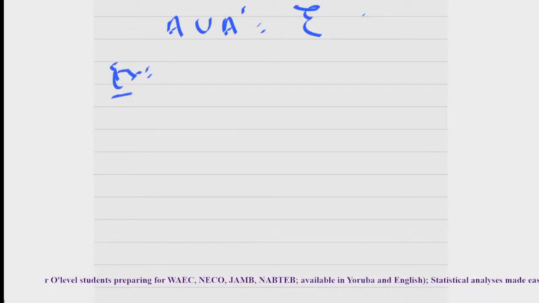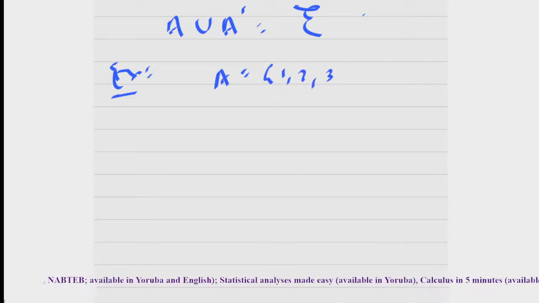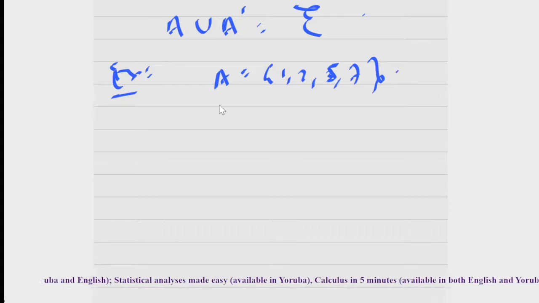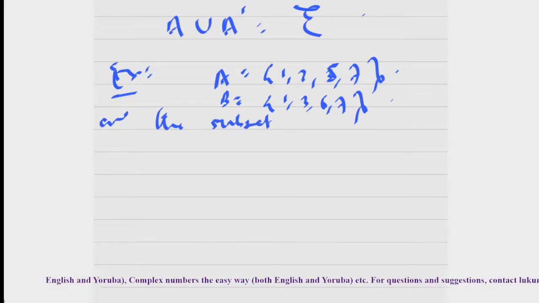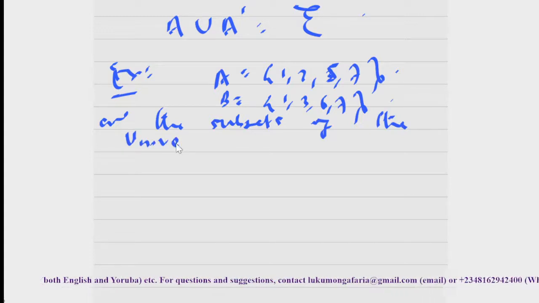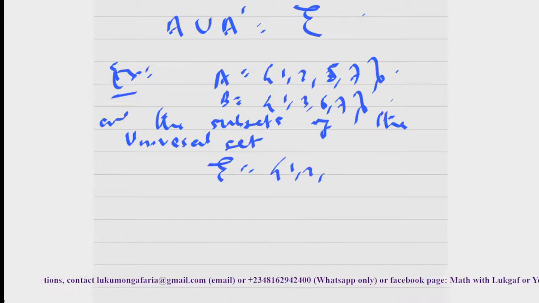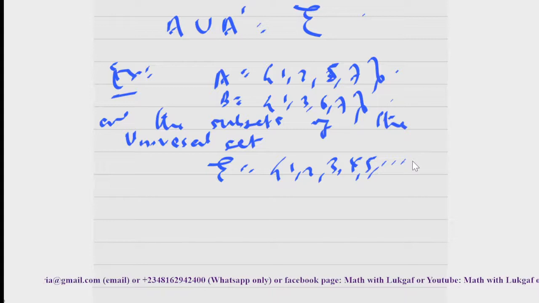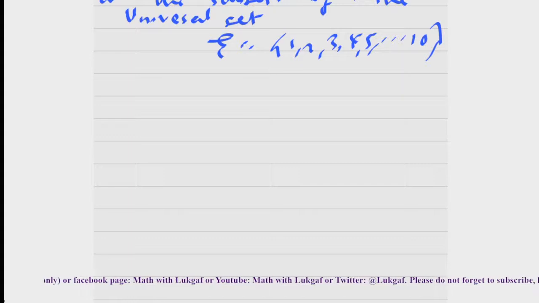Example: let's say I have my A to be 1, 2, 5, 7, and my B is equal to 1, 3, 6, 7. They are subsets of the universal set 1, 2, 3, 4, 5, up to 10. This means the universal set goes from 1 to 10.